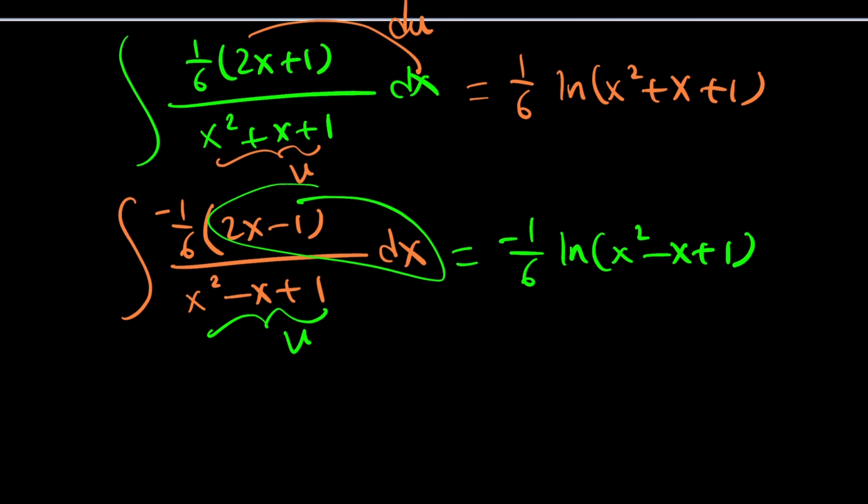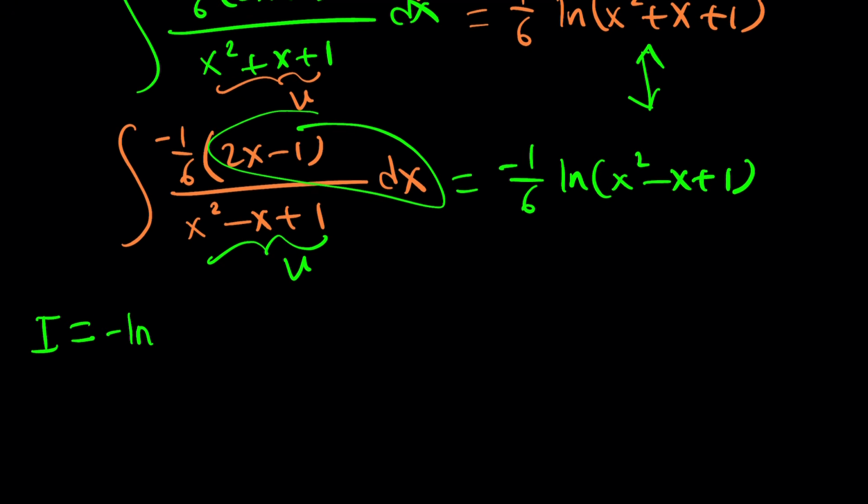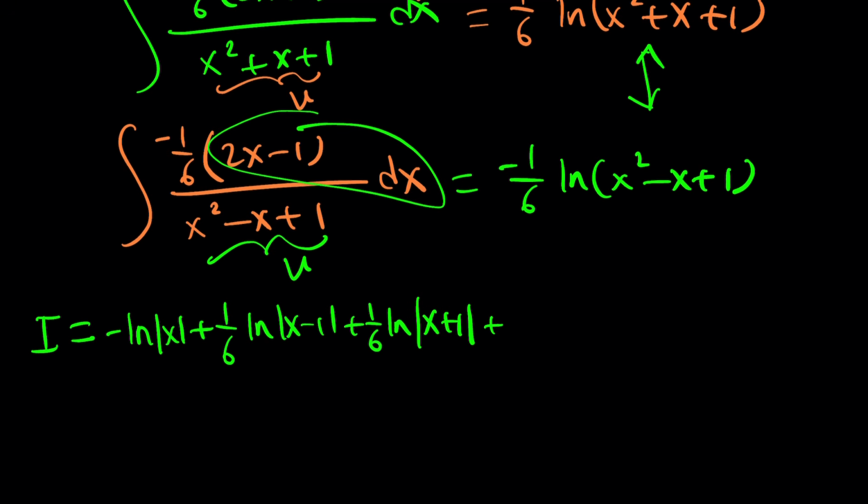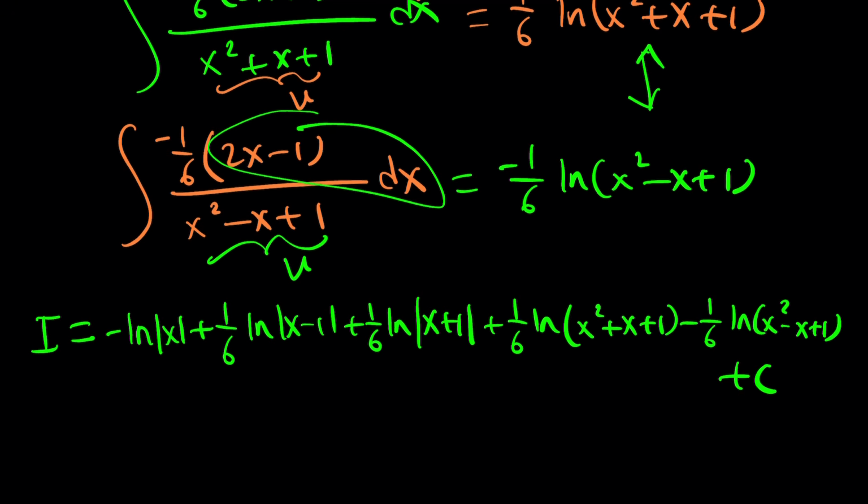Now, the reason why we don't need absolute values here and here is because those expressions are always greater than 0. And you can check that by looking at their discriminant. Okay? So, the whole thing, if you call that integral I, the expression, then you get something like negative ln absolute value of x plus 1/6 ln x minus 1 plus 1/6 ln x plus 1 plus 1/6 ln x squared plus x plus 1 minus 1/6 ln x squared minus x plus 1 plus c. Finally, at the end, we get our constant.